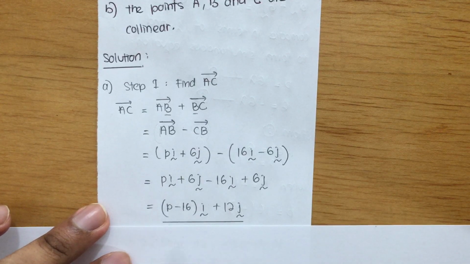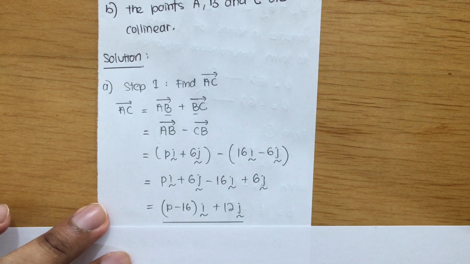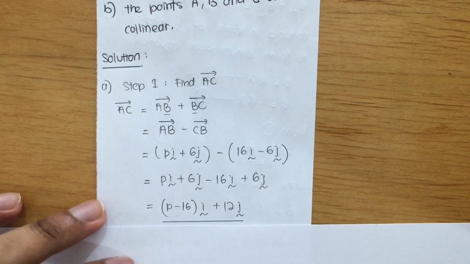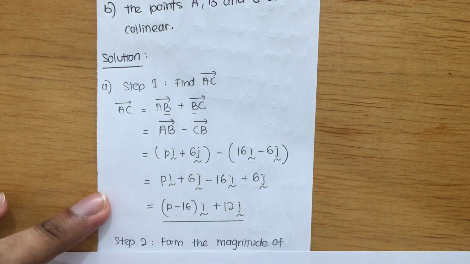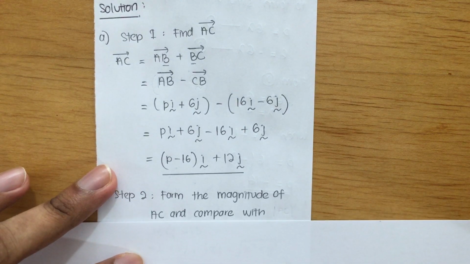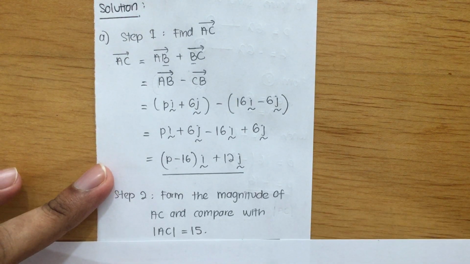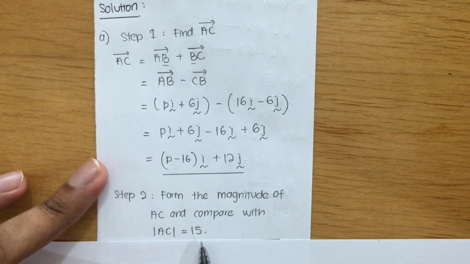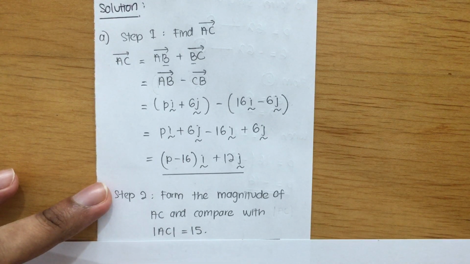So once you've already found the vector AC, now we can proceed to the next step, which is to use the magnitude of vector AC equals to 15. So how are we going to find it? Okay, I'm going to explain in the second step. The second step is to form the magnitude of AC and compare with the magnitude AC equals to 15. This magnitude AC equals to 15 is already given in the question guys.